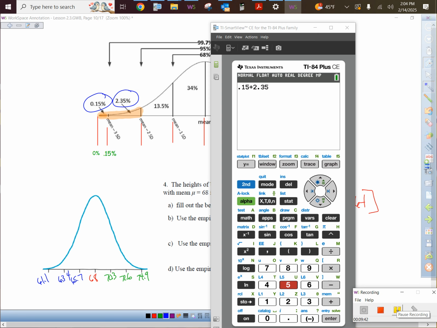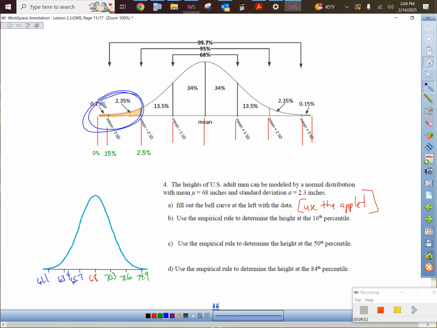That's what's going to happen between there and there. That's how much data there is from all the way to 0% to that second standard deviation below the mean. So what would I have to do here? I'm already at 2.5%. How do I get to this one? What do I have to add to it?